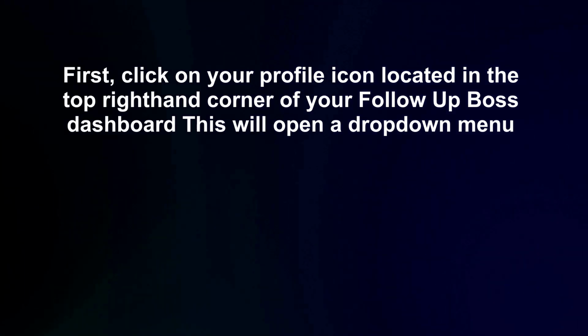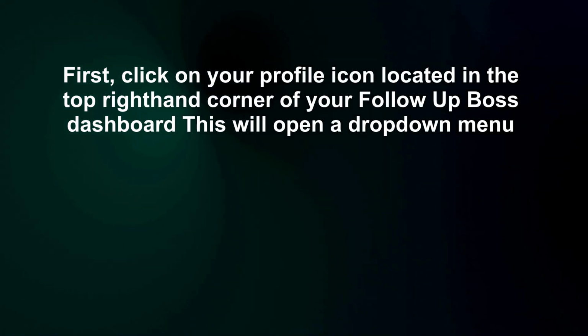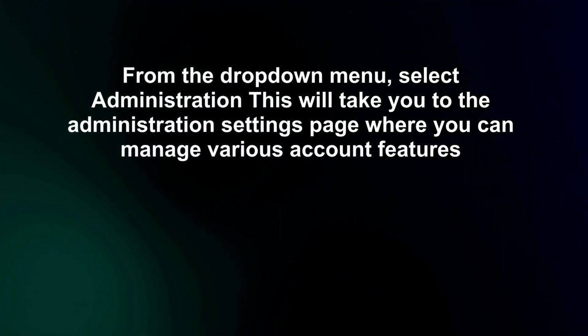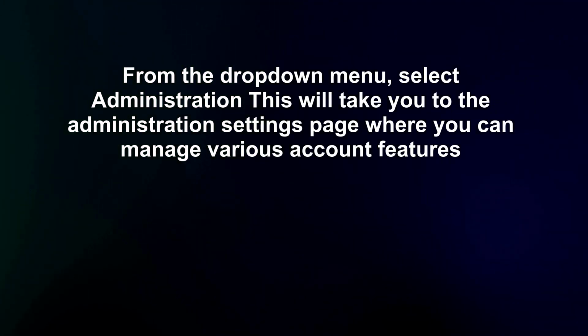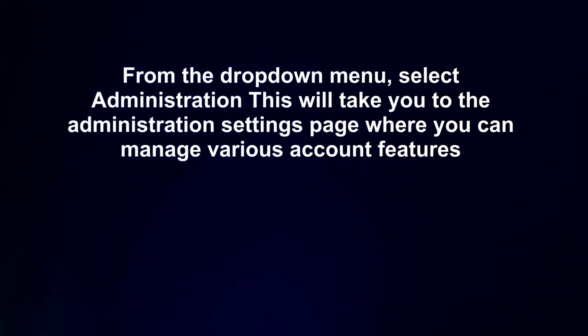First, click on your profile icon located in the top right-hand corner of your Follow-Up Boss dashboard. This will open a drop-down menu. From the drop-down menu, select Administration. This will take you to the Administration Settings page where you can manage various account features.